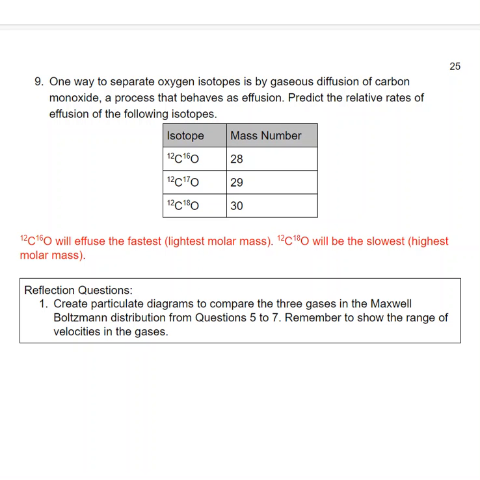For number 1 here in our reflection questions, we want to compare the 3 gases in the Maxwell-Boltzmann distribution. You would need to show that as the temperature increases, we get a wider range of those velocities in the gas.